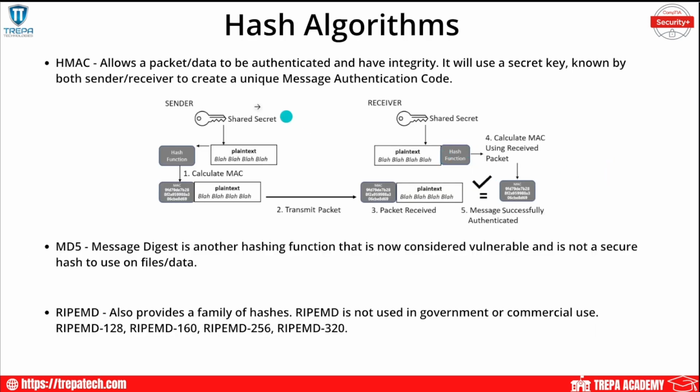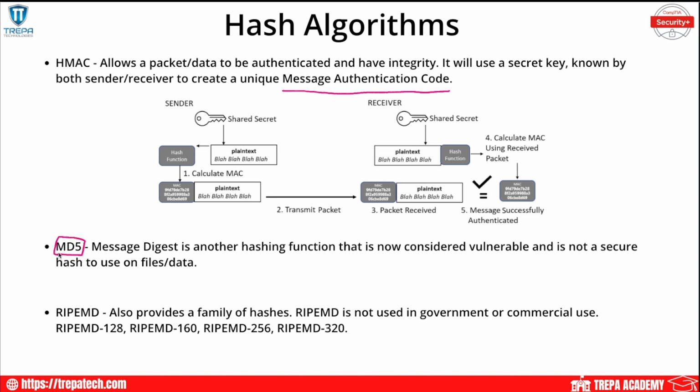Okay, now let's go over different hashing algorithms. We have HMAC, which allows a packet or data to be authenticated and have integrity. This is using MAC, the message authentication code. Essentially, that provides authentication and uses a hash to verify integrity. So that's right there in front of me, the message authentication code. See, that's how you know I teach from the heart, right? I don't just read these slides. So HMAC uses the message authentication code along with hashing to verify the integrity and to also authenticate messages or data.